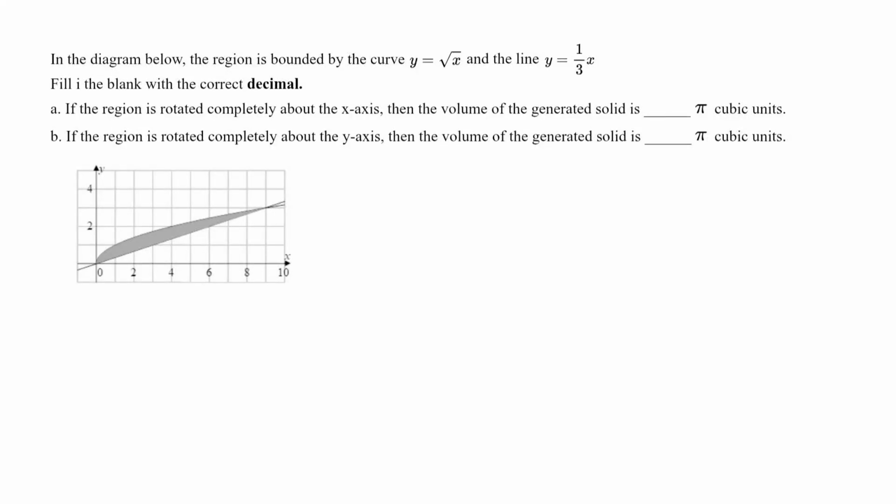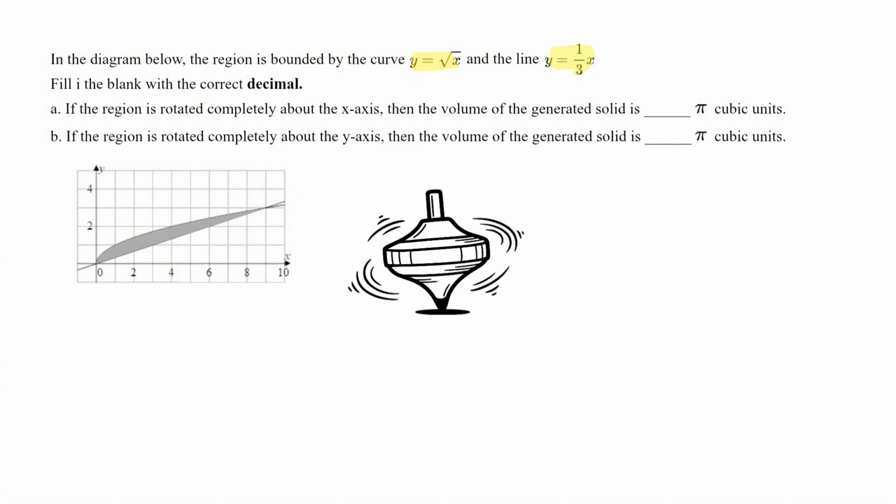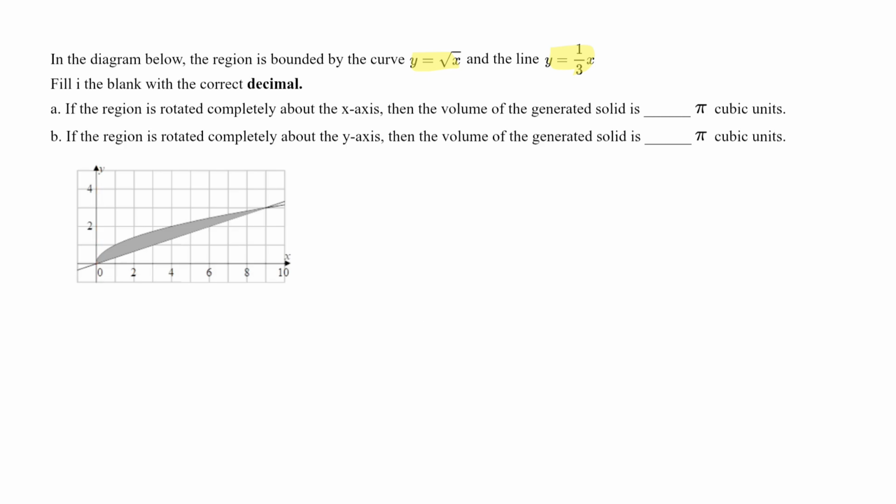We're looking at a region bounded by a curve, y equals the square root of x, and a line, y equals 1 over 3x. We are going to spin this shape like a top, first around the x-axis, then around the y-axis, and calculate the volume of the 3D solids they create. Ready? Let's go! Before we spin anything, we need to know where the shaded region starts and ends.